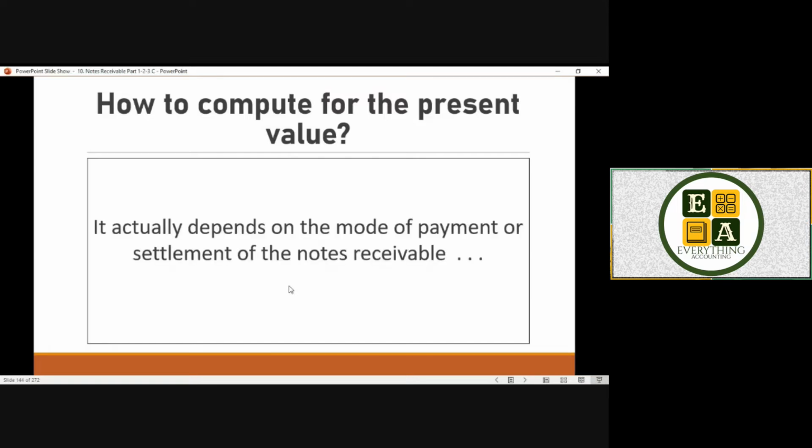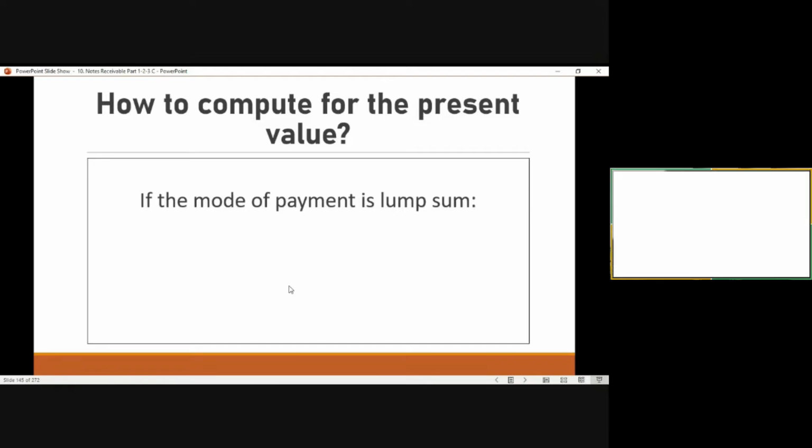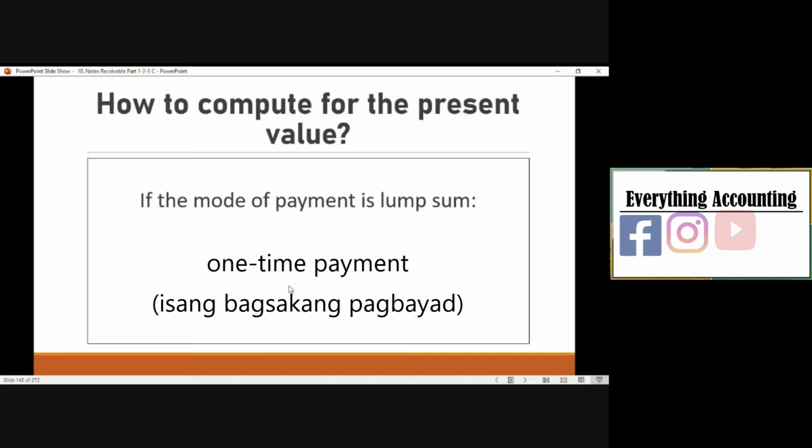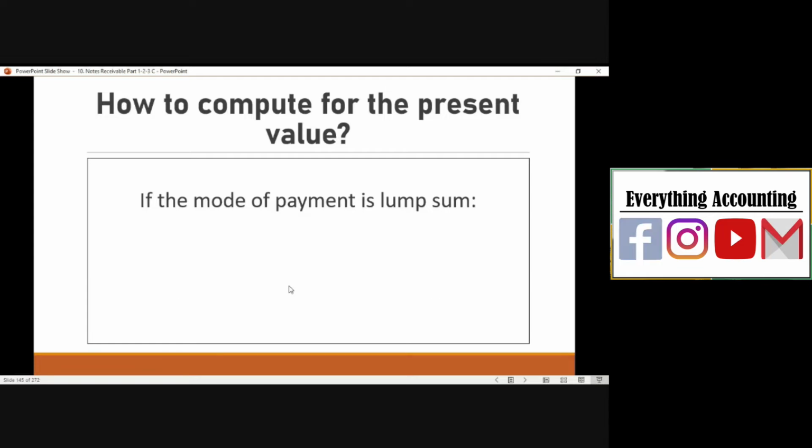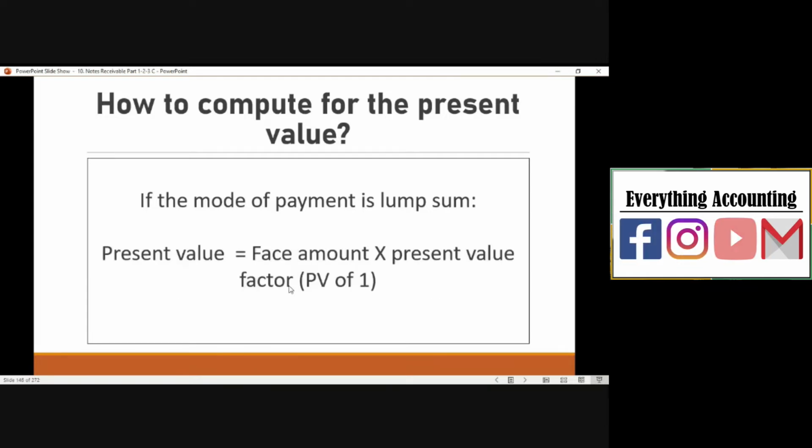So how to compute the present value of the promissory note? It depends on the mode of payment or settlement of the notes receivable. If the mode of payment is lump sum, meaning a one-time payment, or in Tagalog, isang bagsakang pagbabayad, the present value is the face amount times the present value factor, which is referred to as the present value of 1.